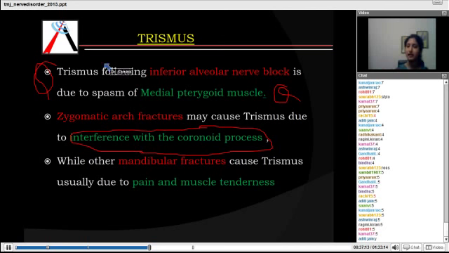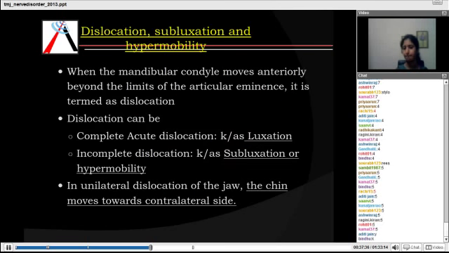In an inferior alveolar block, trismus is due to spasm of the medial pterygoid muscle. In zygomatic arch fractures, the trismus is due to interference with the coronoid process. In mandibular fractures, the trismus is because of pain and muscle tenderness. Clear all of you? Are people getting me?